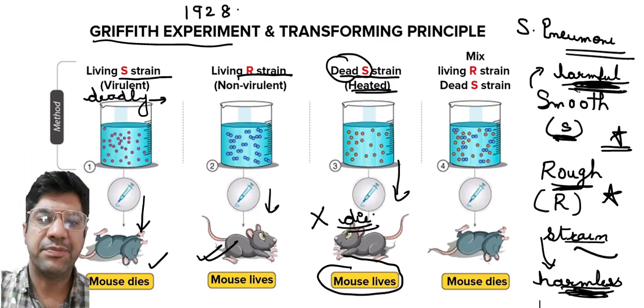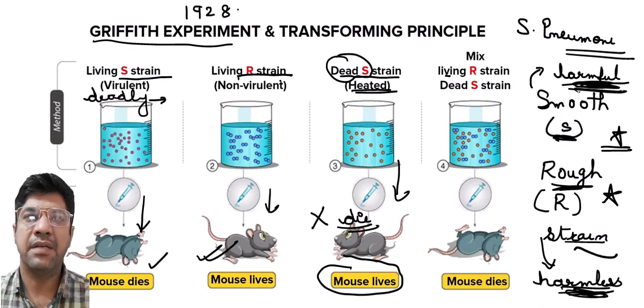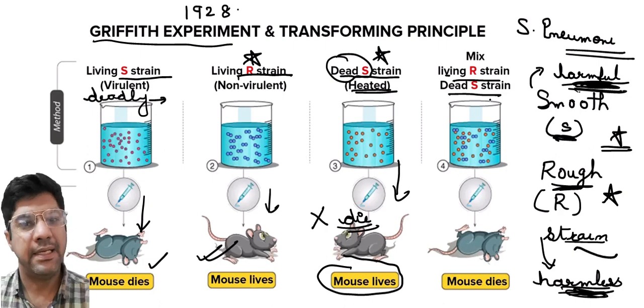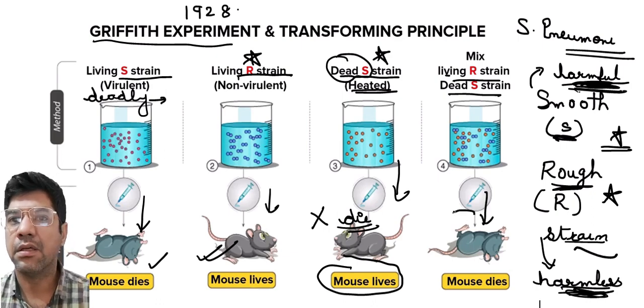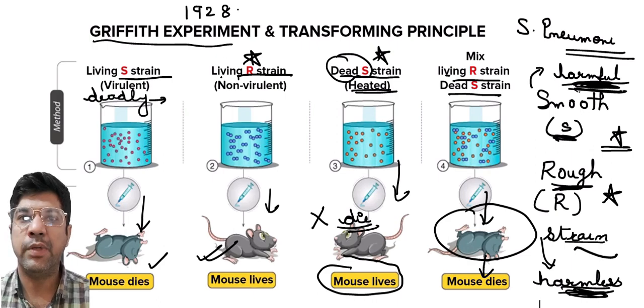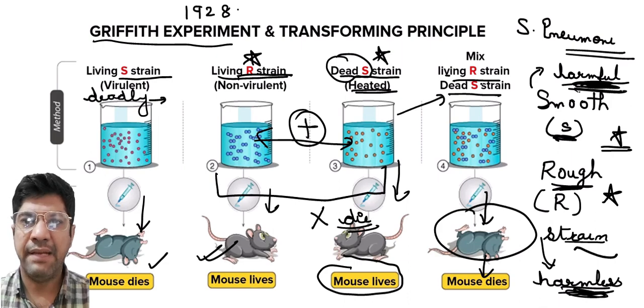In the final part of the experiment, Griffith mixed the living R strain and the dead S strain and injected this mixture into the mice. He was surprised that the mice here got sick and died. However, when given individually, the living R strain and the dead S strain, in both cases the mice lived. But on mixing living R and dead S strain, the mice died.